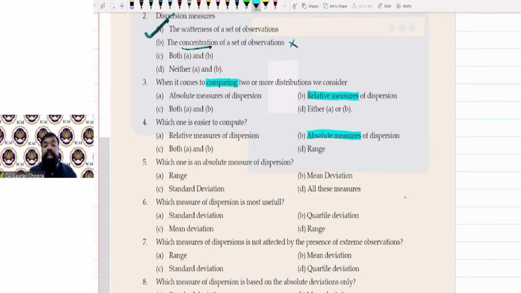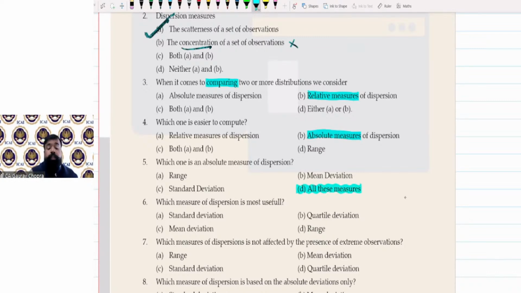Then 5. Which one is absolute measure of dispersion? So we are having range, mean deviation, standard deviation. So all these are the part of absolute measure. Therefore, the answer will be option number D, all of these.